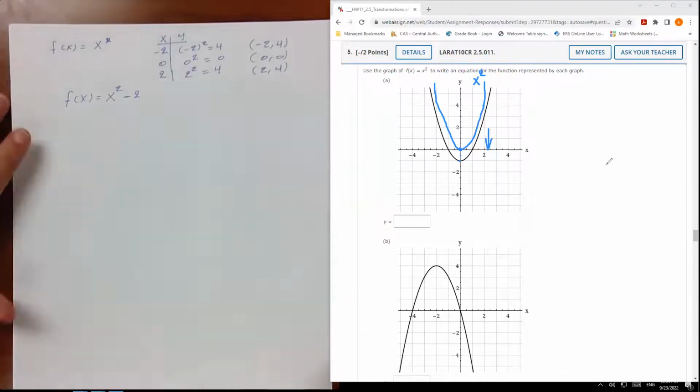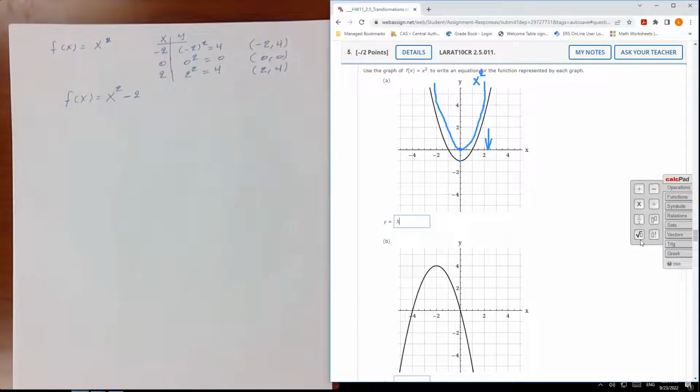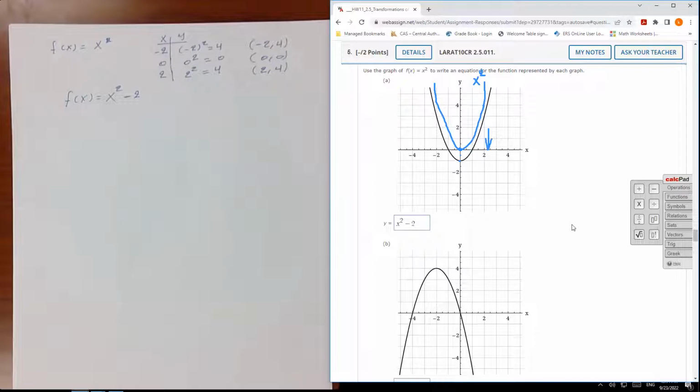So this is the new graph. You can say y, you can say x, it doesn't matter. So we're going to type here x squared - 2. This is for this new graph. Let's go to the next one.